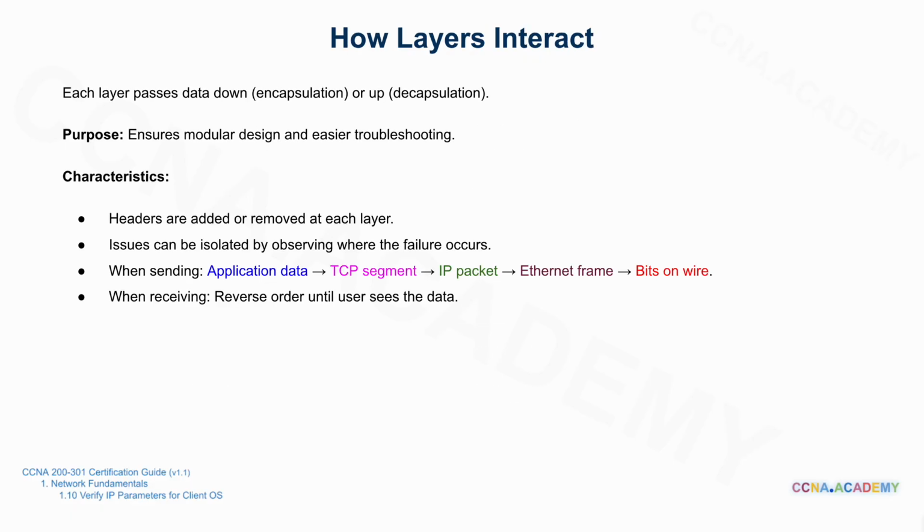Here's how the OSI and TCP/IP layers interact. When data moves down the stack, each layer adds its own header. That's called encapsulation. At the sender side, it starts as application data, becomes a TCP segment, then an IP packet wrapped inside an Ethernet frame, and finally turns into bits on the wire. At the receiver's end, the process reverses. That's decapsulation, stripping off each header until the user sees the original data.